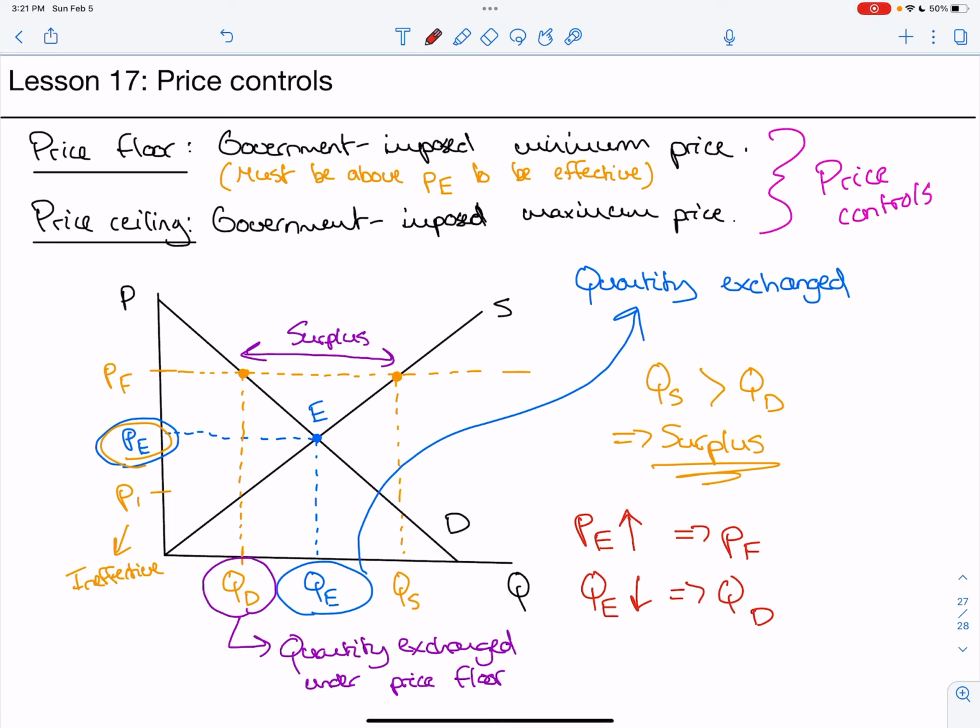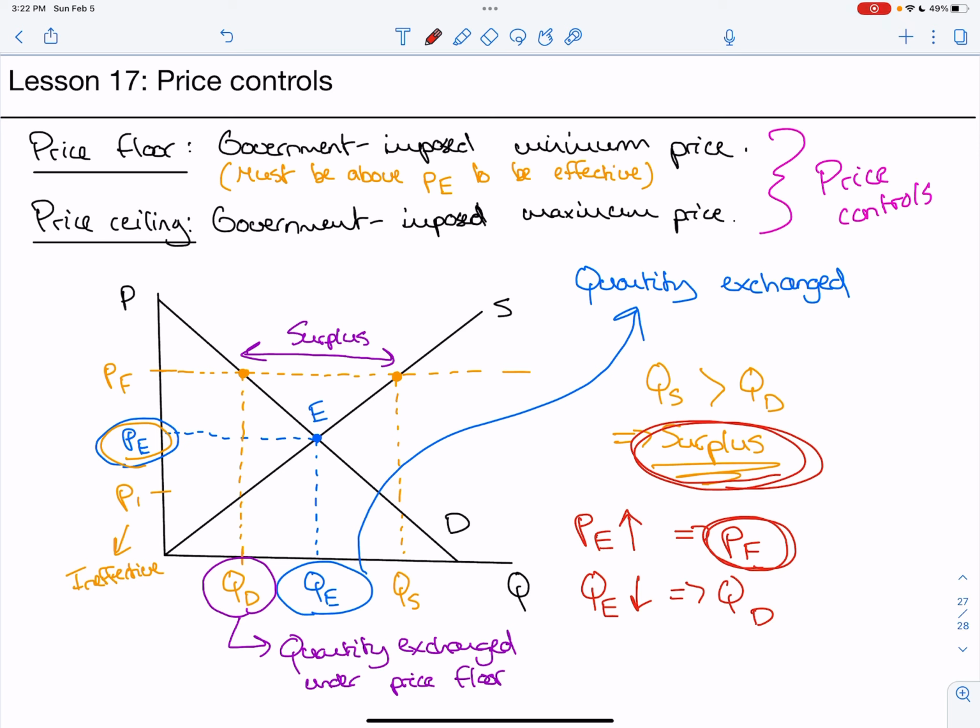Okay, so a price floor creates a surplus, which creates a higher price than the equilibrium price, and a lower quantity exchanged. Okay, so that's the effect of a price floor. And now let's look at the effect of a price ceiling.